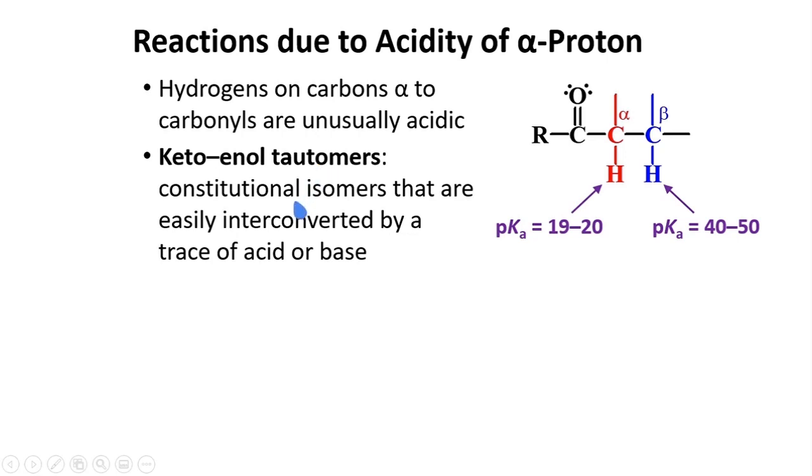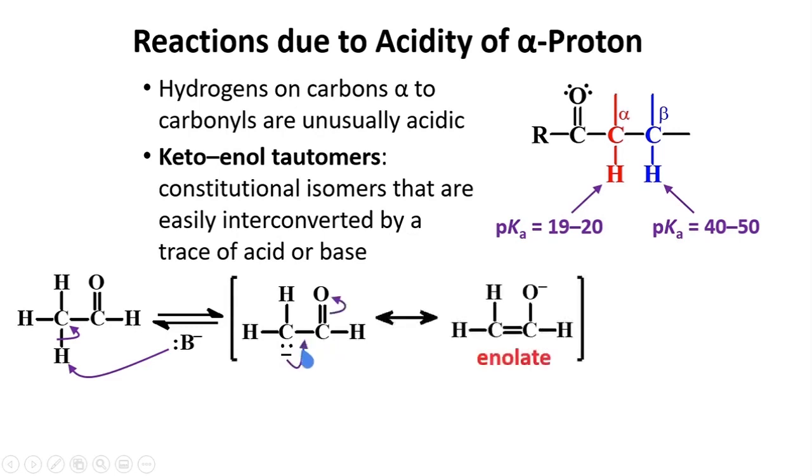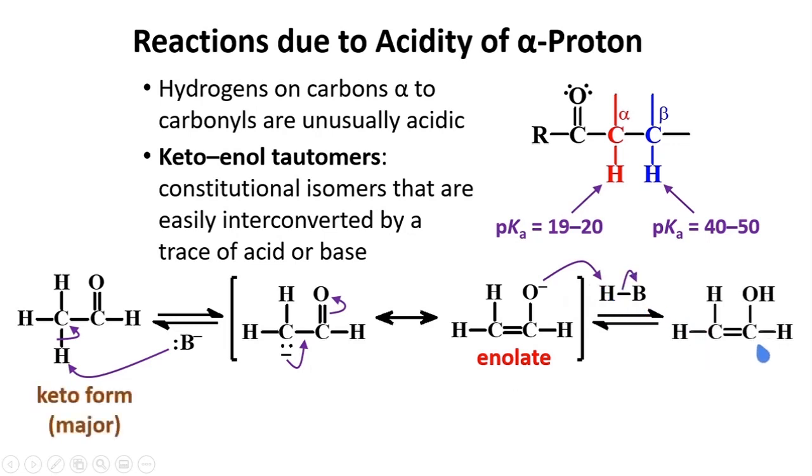These tautomers are constitutional isomers that are easily interconverted by a trace of acid or base. Your base can readily take this proton because it's acidic, and it can form your carbanion. The lone pair is in this carbon, right next to the carbonyl. Through delocalization, this electron can form a double bond, and this will become a single bond. We have here a species we call an enolate. This enolate can be protonated to form your enol.